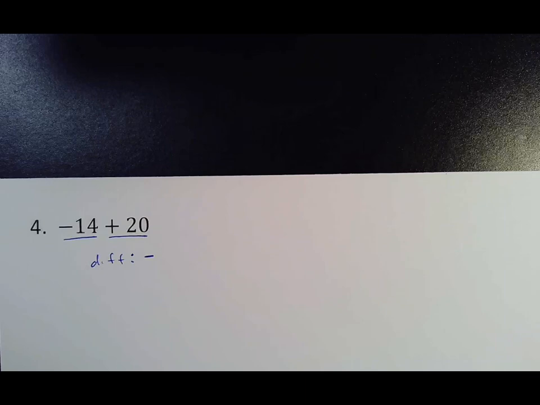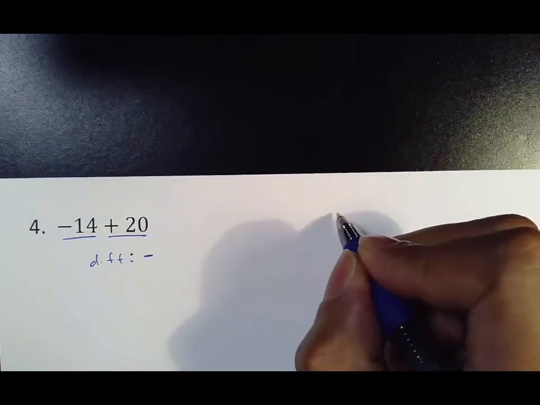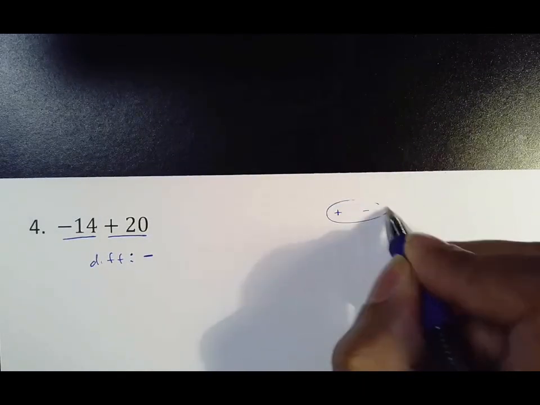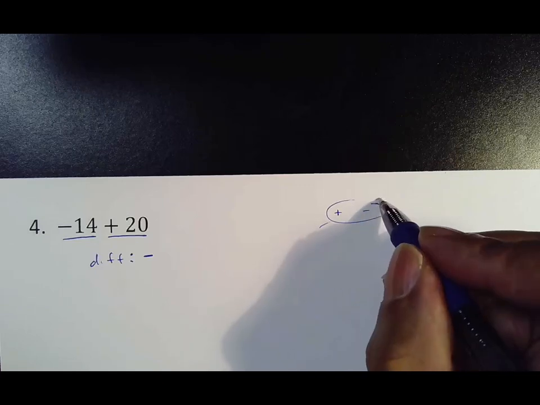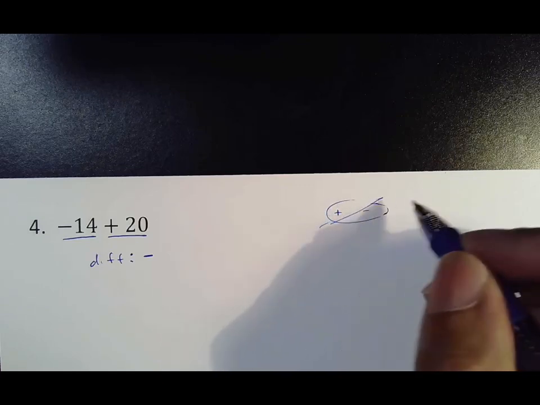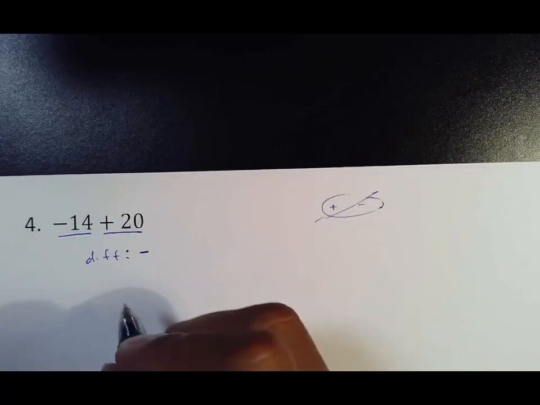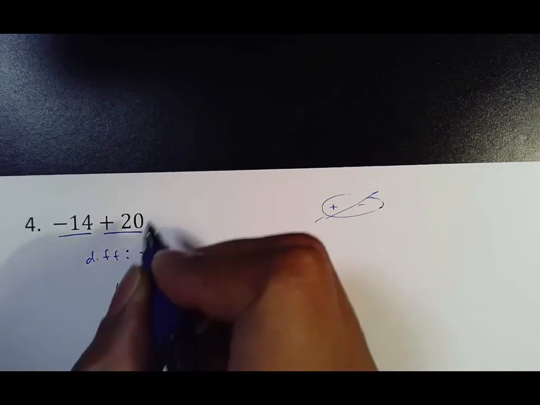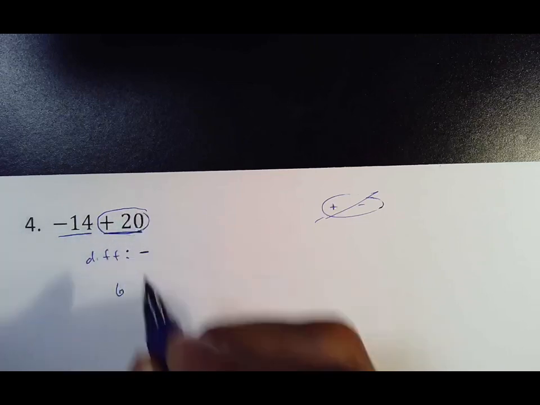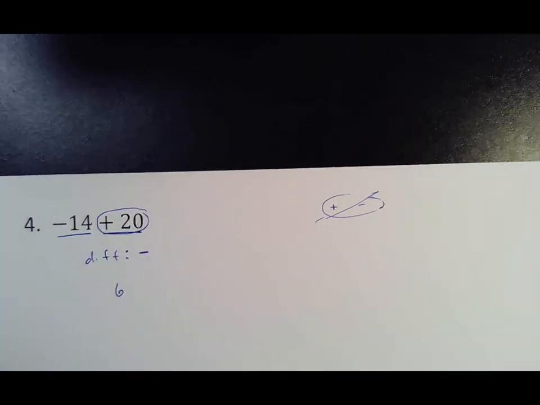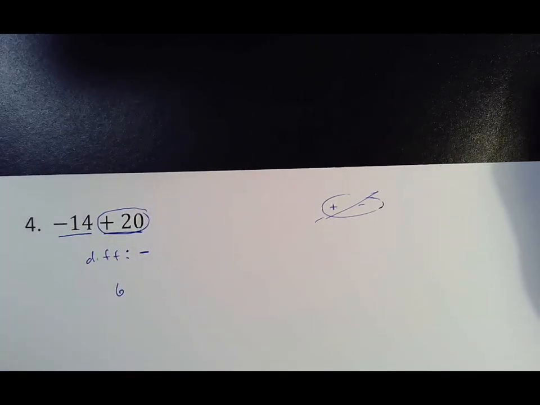Again, we subtract because, again, don't copy this part, but because whenever you have a plus and a minus, they cancel out. So therefore, you do not add, you subtract whenever they're different. So again, they're different, so we subtract. 20 minus 14 is 6. The bigger number is 20, so it's just a positive 6. We leave the 6 alone because there's no need to write a plus in front of it.